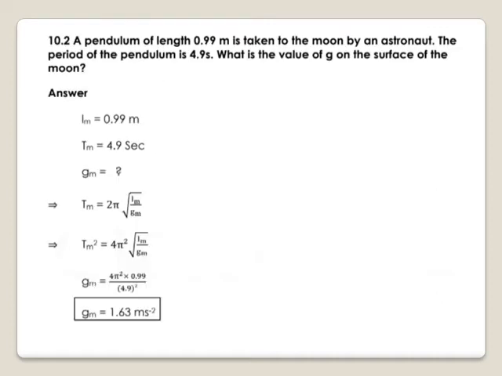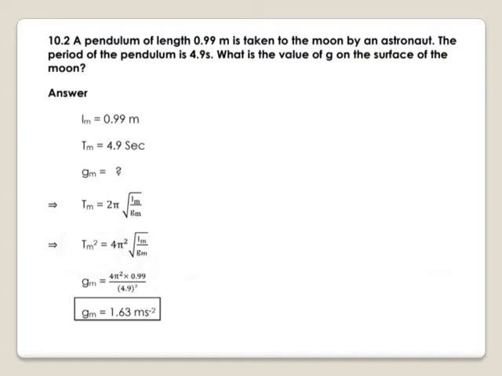Numerical 2. A pendulum of length 0.99 meter is taken to the Moon by an astronaut. The period of the pendulum is 4.9 seconds. What is the value of g on the surface of the Moon? This is again the same question as we have done before, but here instead of finding the length, we are going to find the gravitational acceleration on Moon.